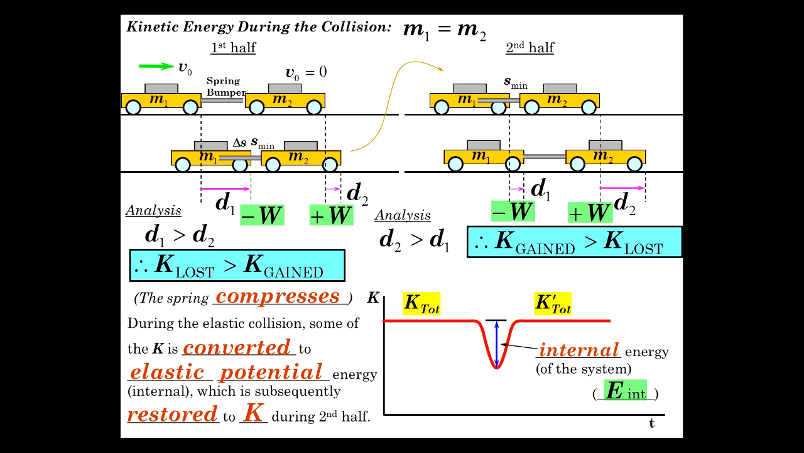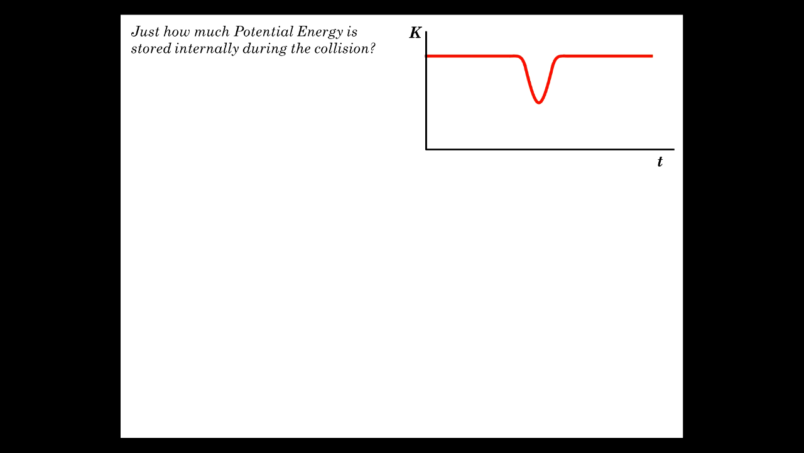I just want to now show you the specific amounts of energy gained and lost during the collision. So finally, just how much potential energy is stored during the collision. So here's the kinetic energy detail again, and we have that internal elastic potential energy stored during the collision. Now at the collision midpoint, we're going to consider what happens there. And again, consider that this is the case where the masses are equal. It will be different for other mass combinations.